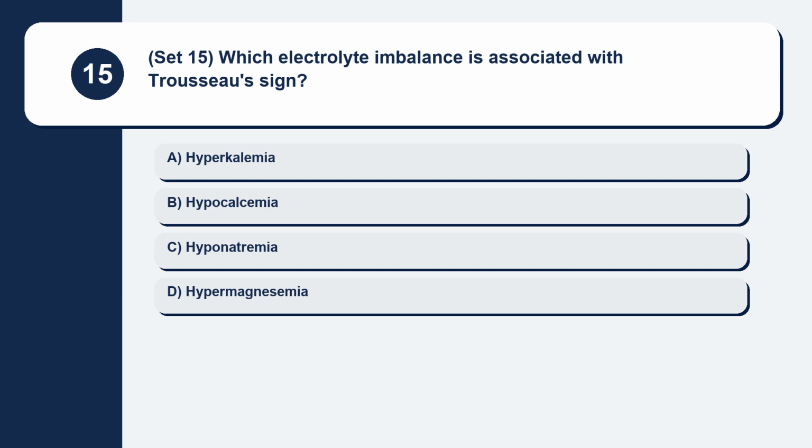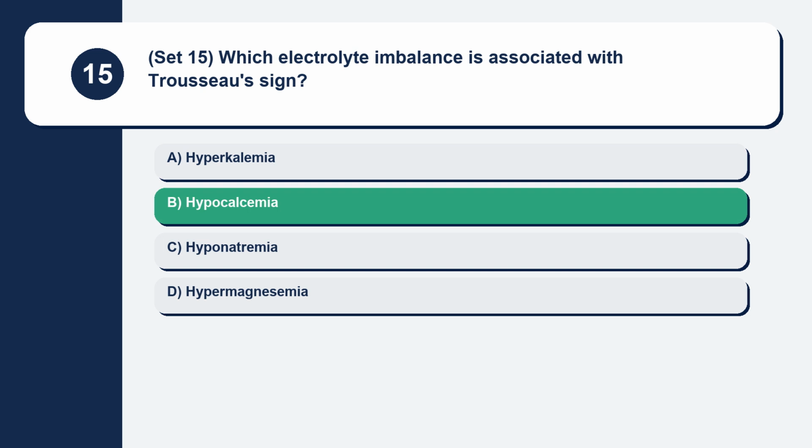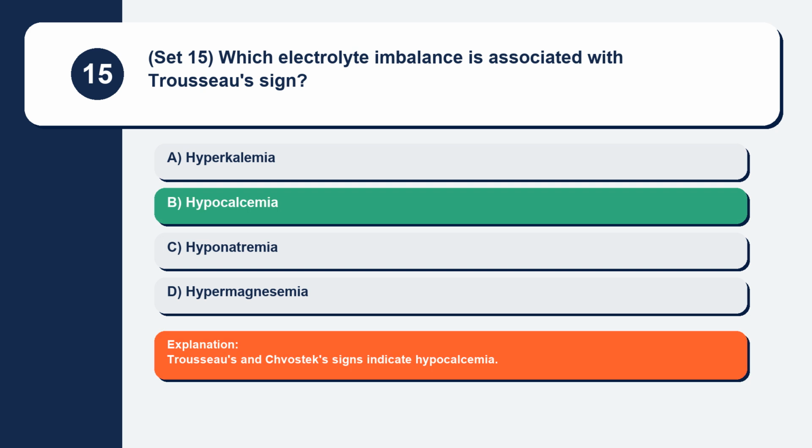Question 15. Set 15. Which electrolyte imbalance is associated with Trousseau's sign? Hyperkalemia, hypocalcemia, hyponatremia, hypermagnesemia. Trousseau's and Chvostek's signs indicate hypocalcemia.